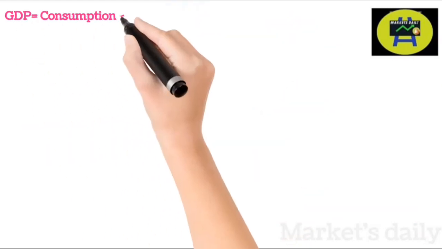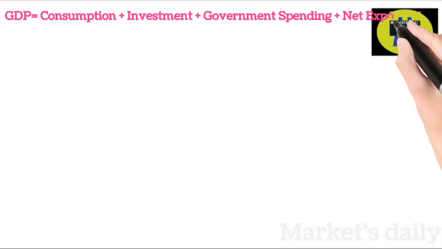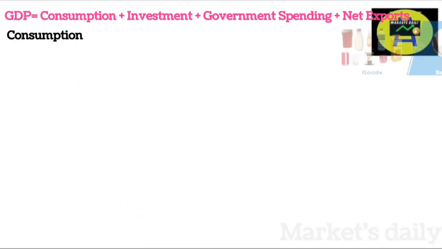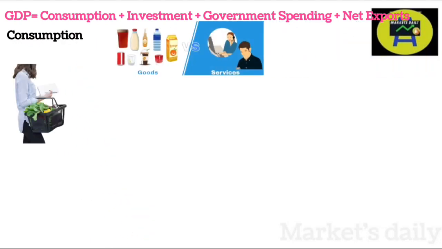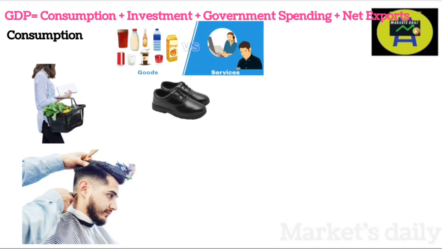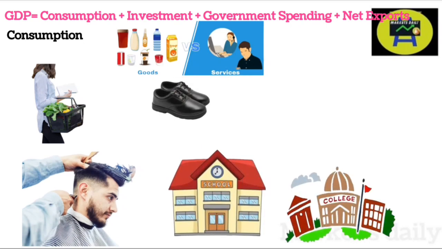GDP is a sum of consumptions, investments, government spendings, and net exports. Let us see about all these terms in detail. First, let us see what all are classified under consumption. All the products that we buy, for example, groceries, shoes, etc. These are classified under products. And the salons that we go to for a haircut, education in schools and colleges, these all are classified under services.